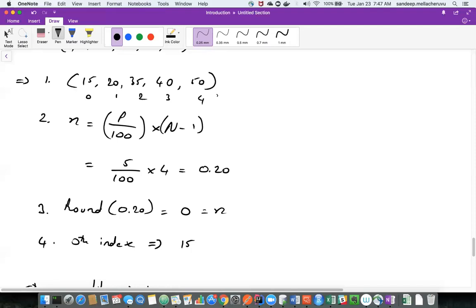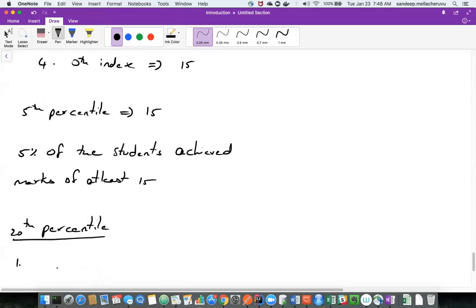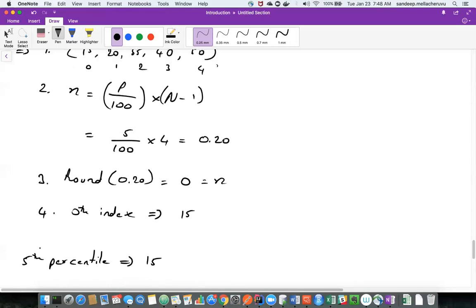Are you there? Round off is coming 1. So, index 1, it is 20. So 20% of the students achieved marks at least 20 in that case. Yes, that is correct. Are you getting that, Vijay?